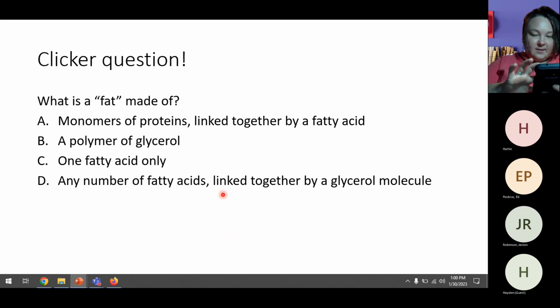Here is our next clicker question. What is a fat made of?